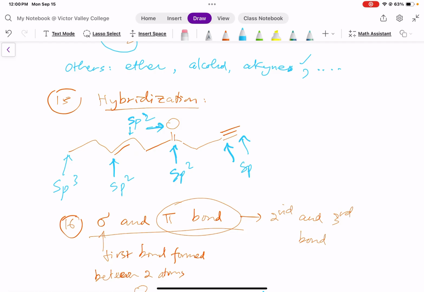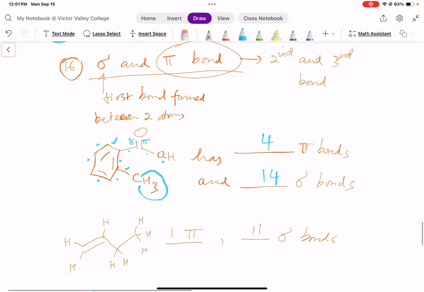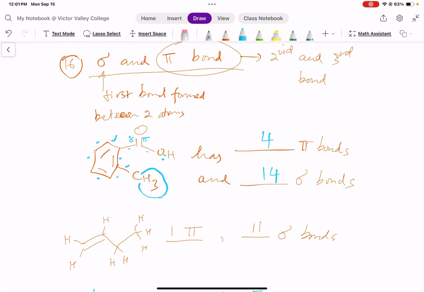Hybridizations, from my experience: if you got all single bonds, sp3; you see a double bond, sp2, another sp2, and then triple bond, sp. Right, let's count the number of pi bonds and sigma bonds. Sigma bond is the first bond that's formed between 2 atoms. Pi bond, the second bond and the third bond.